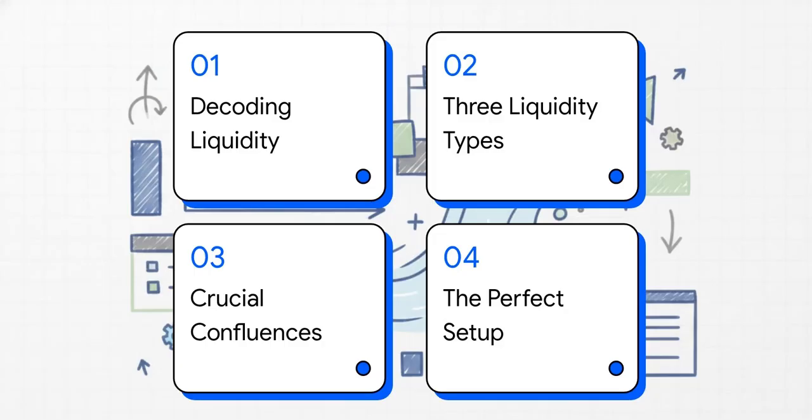Okay, here's our quick blueprint for today's explainer. Number 1, we're decoding market liquidity. Number 2, we'll map out the 3 specific liquidity types. Number 3, we'll add in crucial trade confluences. And finally, number 4, we are going to walk through executing the absolute perfect setup.